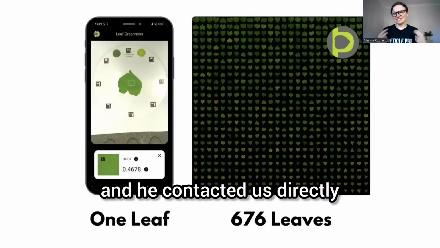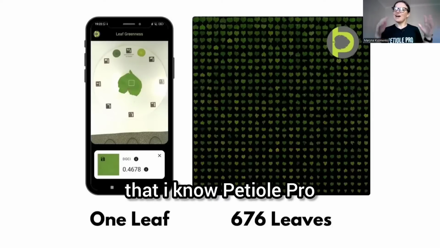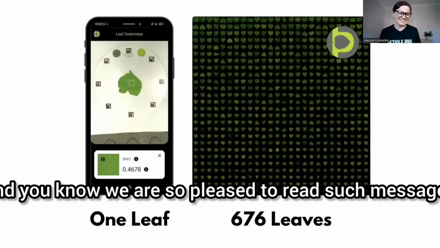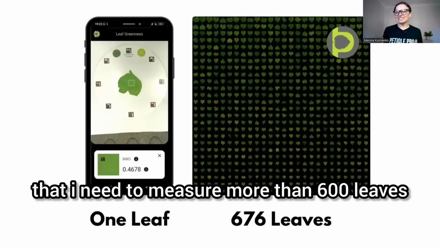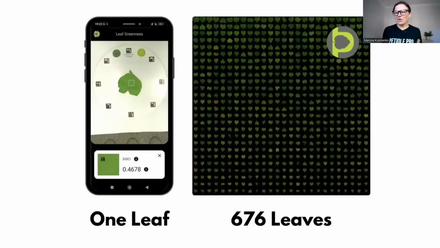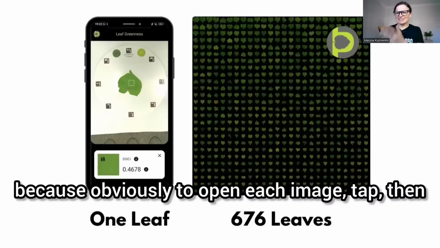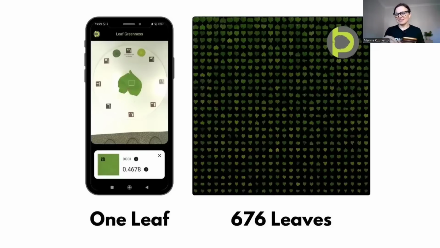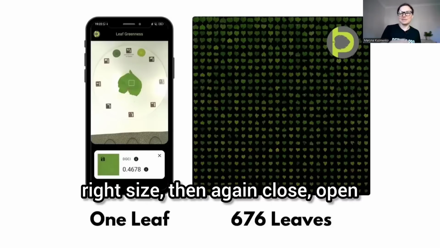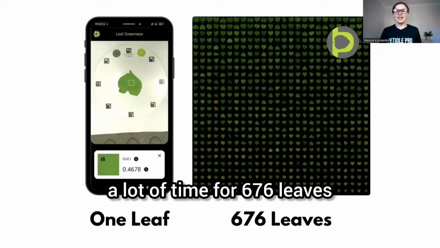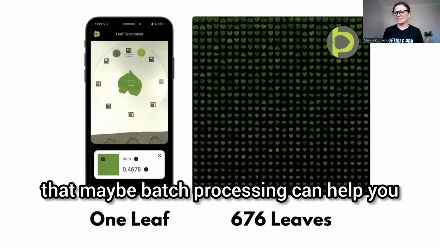He contacted us directly and said that he knows PTL Pro and it's so good and so helpful, and we are so pleased to read such messages. But he also asked, I need to measure more than 600 leaves, how can I do it more effectively? Because obviously to open each image, tap, write the size, then close, open the next tab, write again, it's still a lot of time for 676 leaves. And then we suggested that maybe batch processing can help.